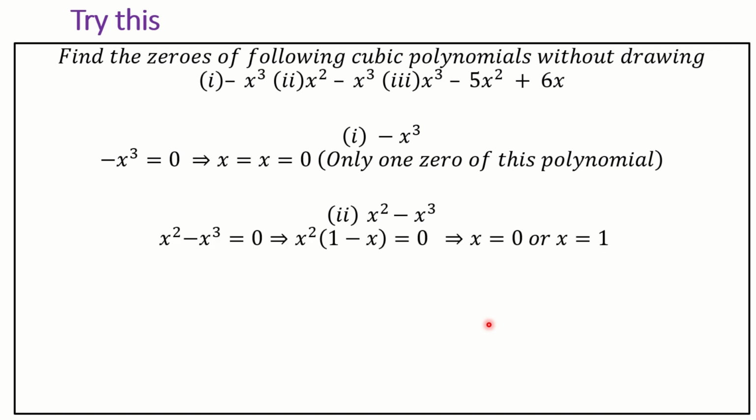Next, x square minus x cube. Here you take x square common. So it will become x square into 1 minus x equal to 0. So x has two zeros, either 0 or 1. It has two zeros.